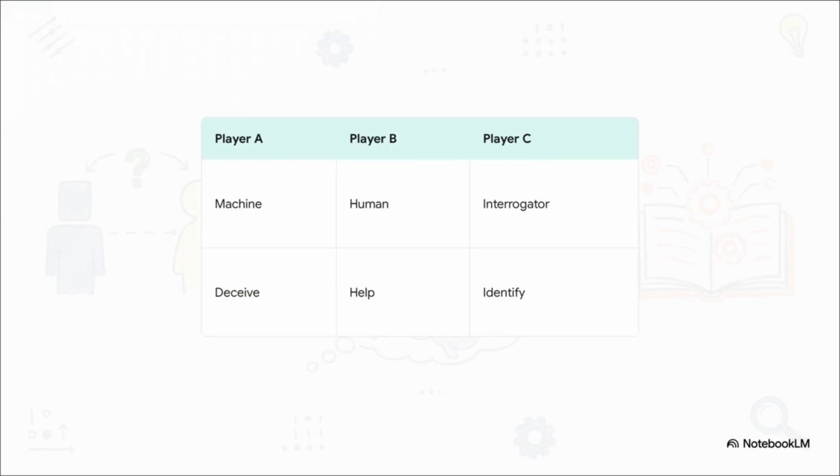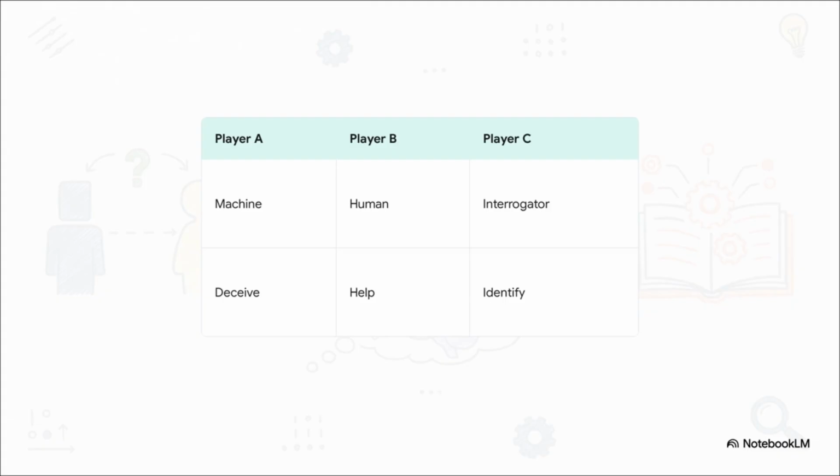test. The mechanics of this game actually break down elegantly into 3 distinct roles. You've got player A, which is the machine, and its whole objective is to deceive. Then there's player B, a human, whose job is just to help the interrogator. And finally, player C, the interrogator, who is sitting in a totally separate room trying to figure out who is the human and who is the machine.